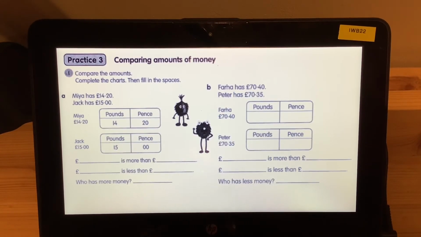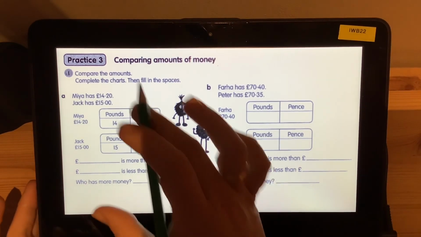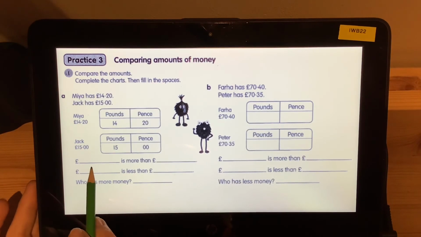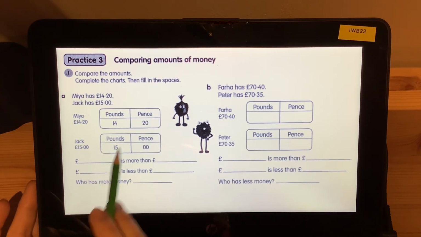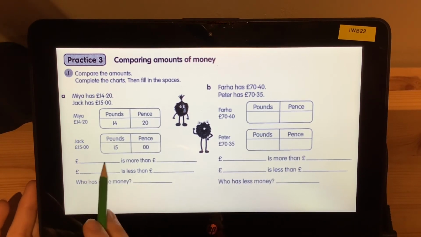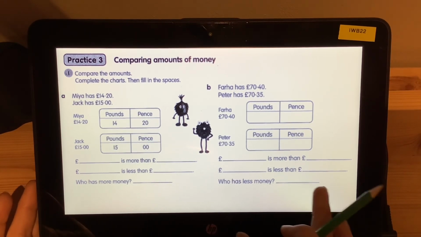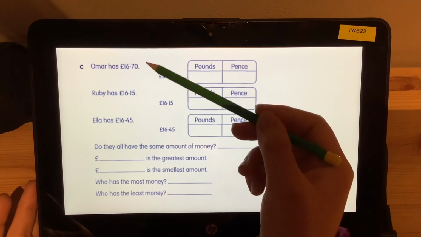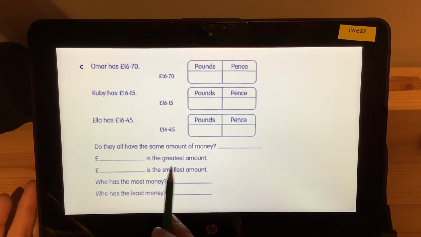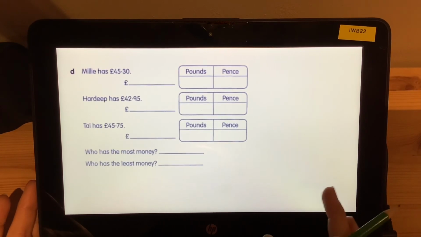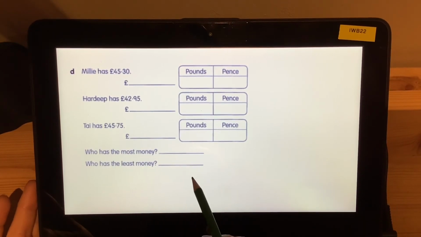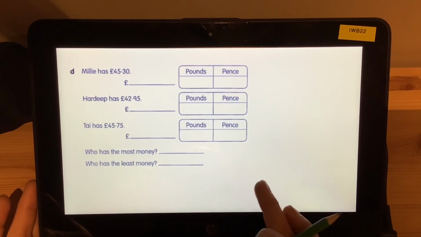So it's over to you now. You've got your pages from your practice book. I'd like you to have a go, as well as completing the tasks I've been through with you. I'd like you to fill out in the same way that we just have. Think about what you need to look at first. Something is more than something else. So fill in the missing amounts. Who has the most money? There's another one here for you to do, saying which is the greatest amount and which is the smallest. Who has the most money? Who has the least money?